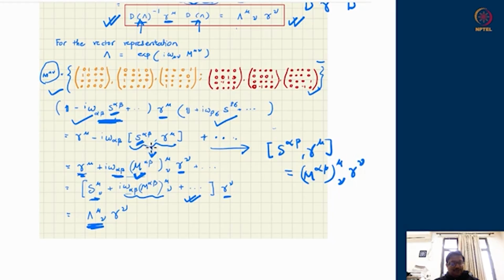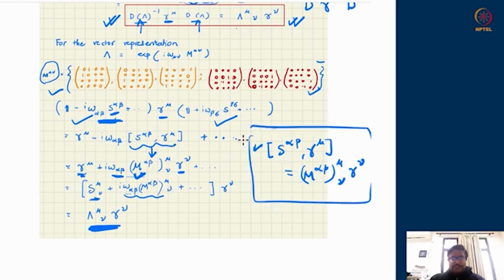S was the generator for the spinor transformation, gamma mu was a gamma mu matrix. Their commutator generates a matrix which is 4 cross 4, but this is a generator of the Lorentz transformation in the vector representation. So ultimately the whole thing over here becomes a vector representation of Lorentz transformation. Okay, so this is a straightforward algebra. There's nothing much to look at. Only thing is that you should prove this identity, which we will do in the next class.